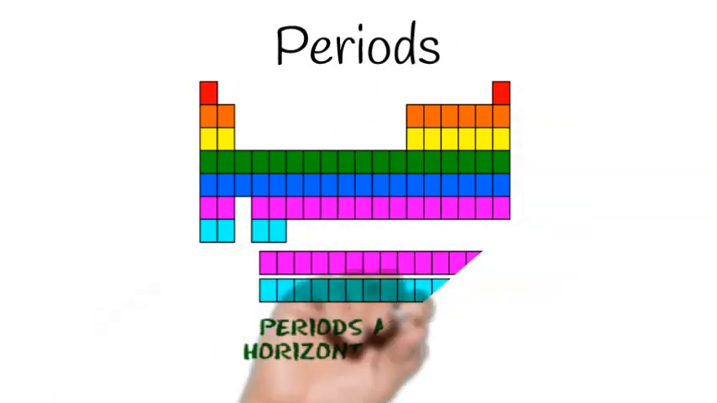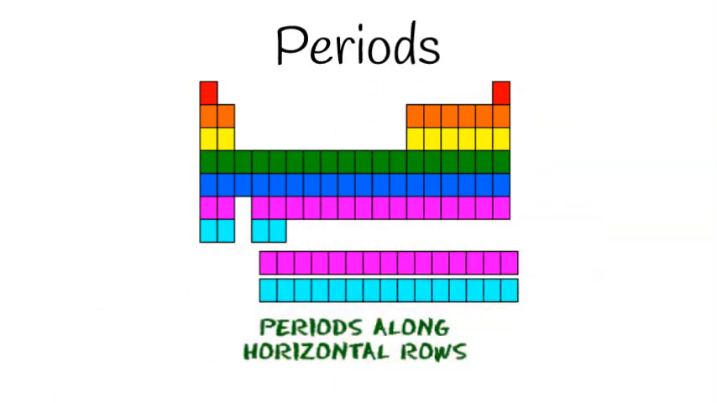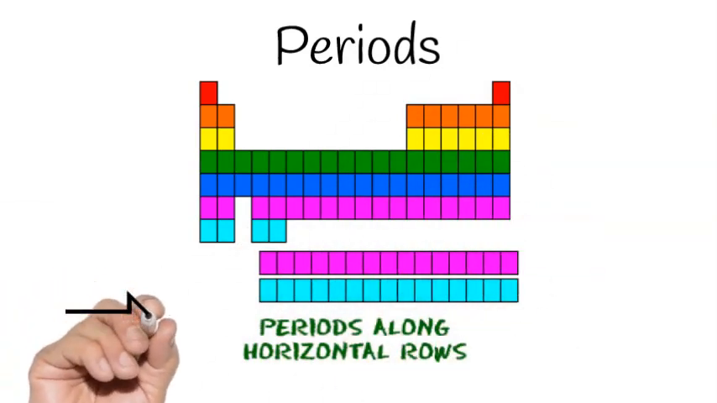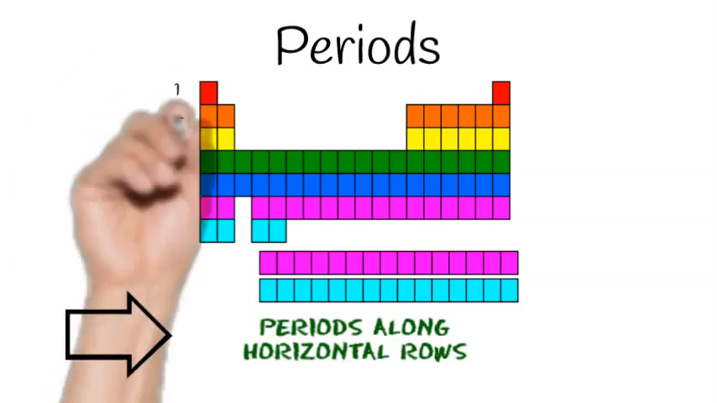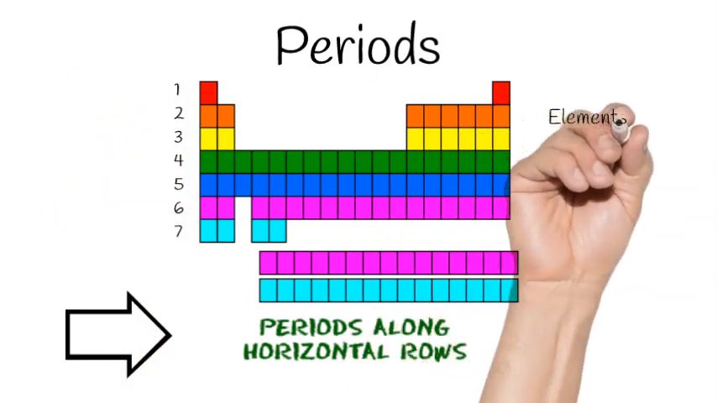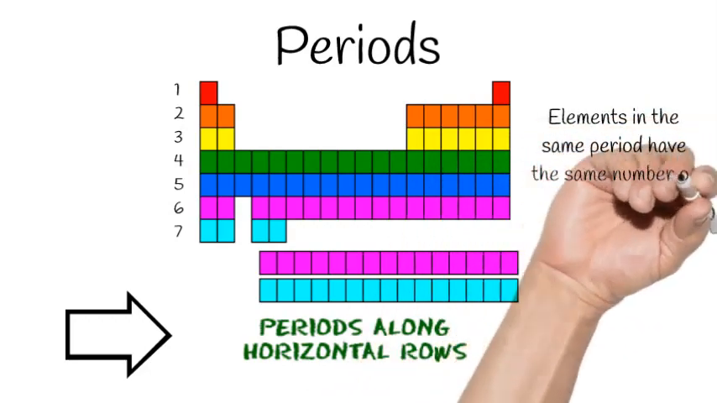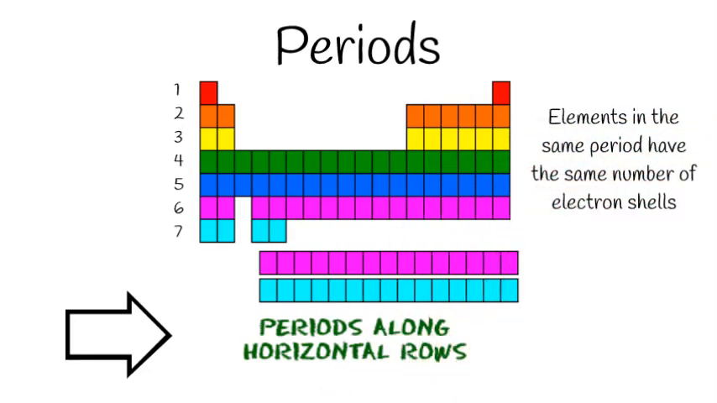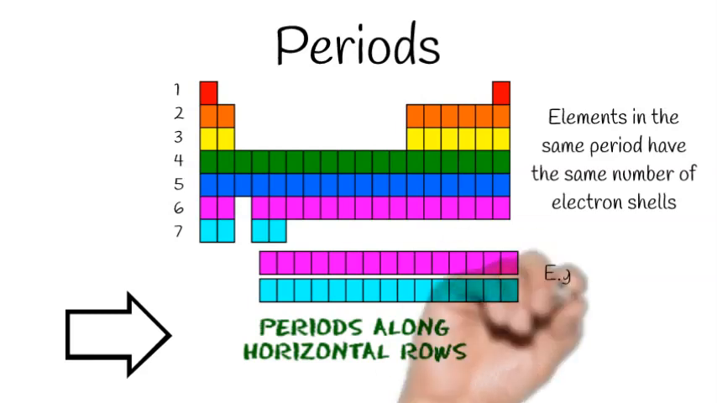The next layer of organisation is periods. Periods are the horizontal rows in the table. There are currently 7 periods. Elements in each period share the same number of electron shells. For example, those in period 4 have 4 electron shells.